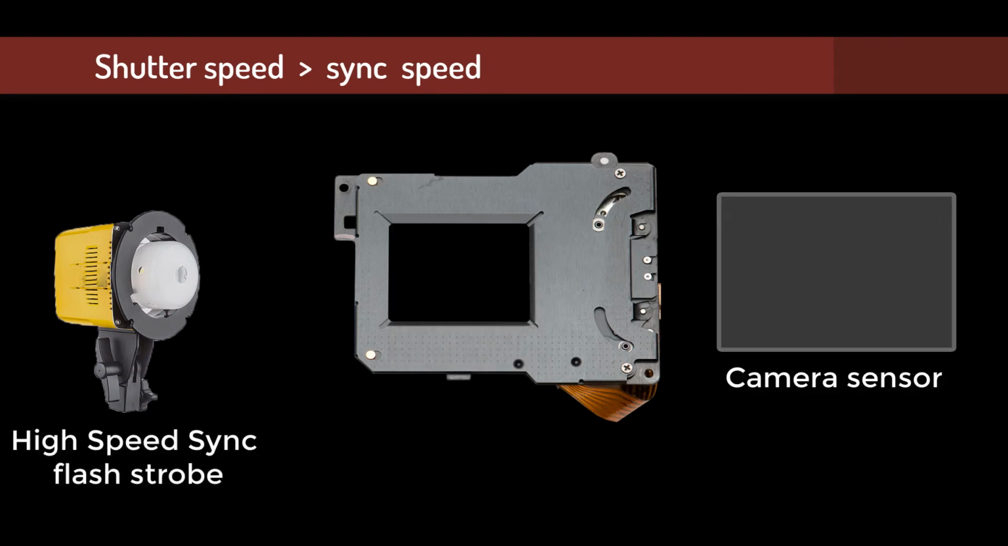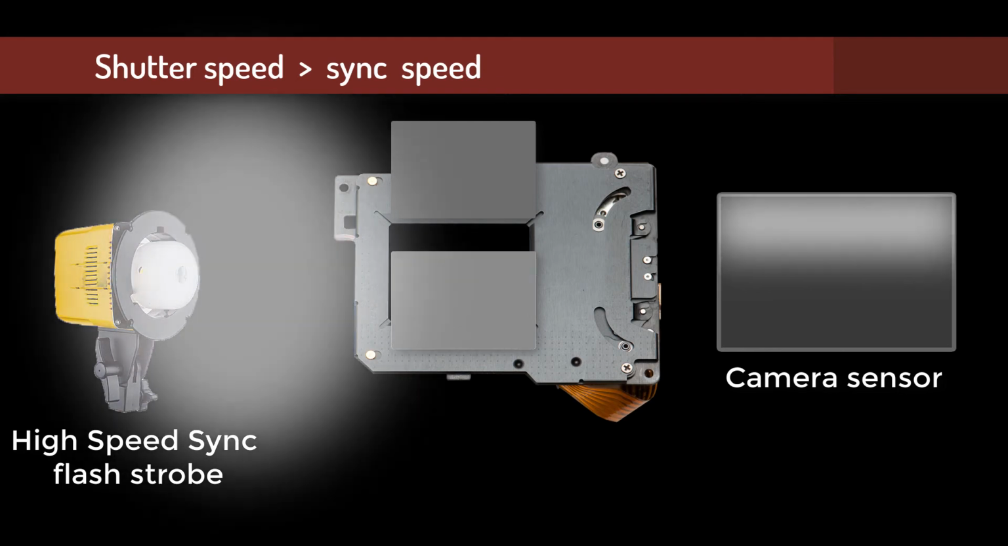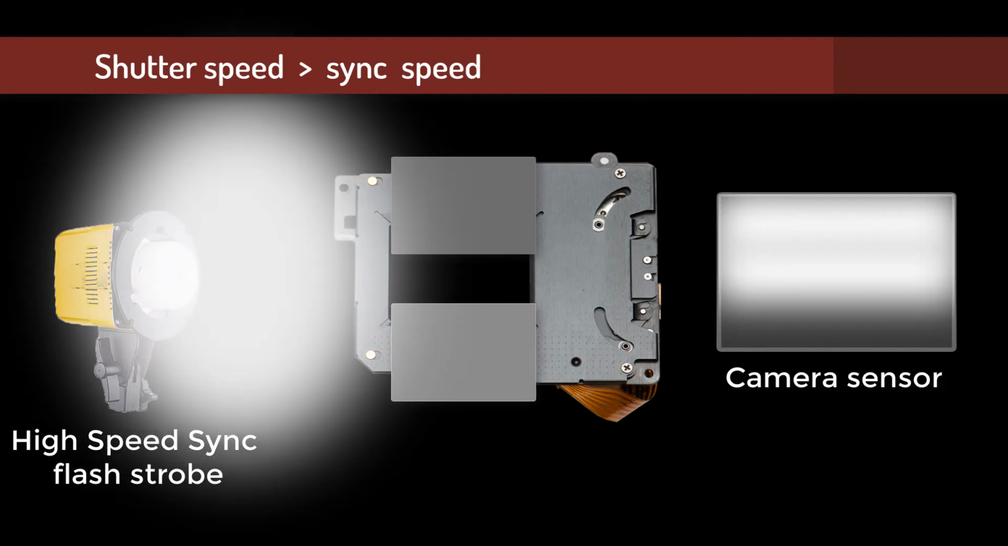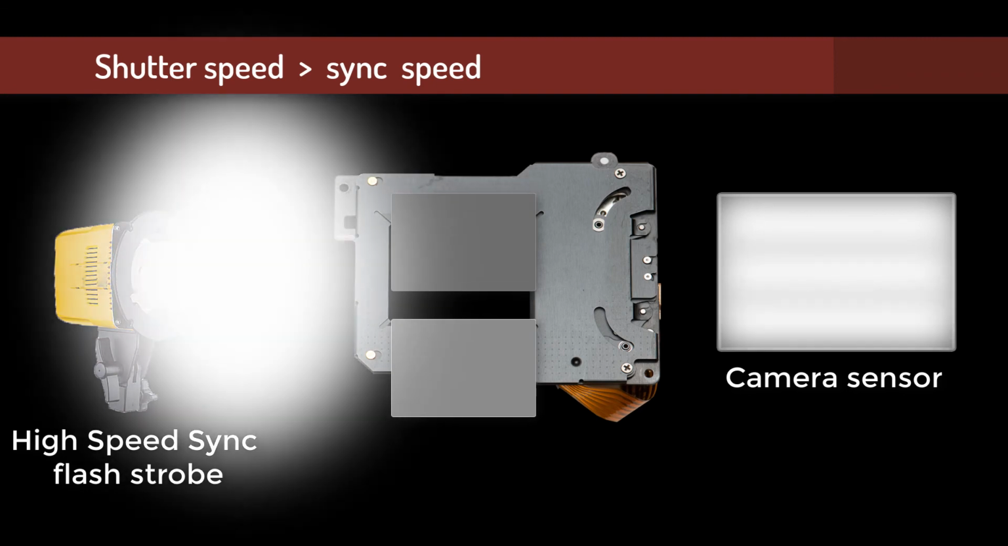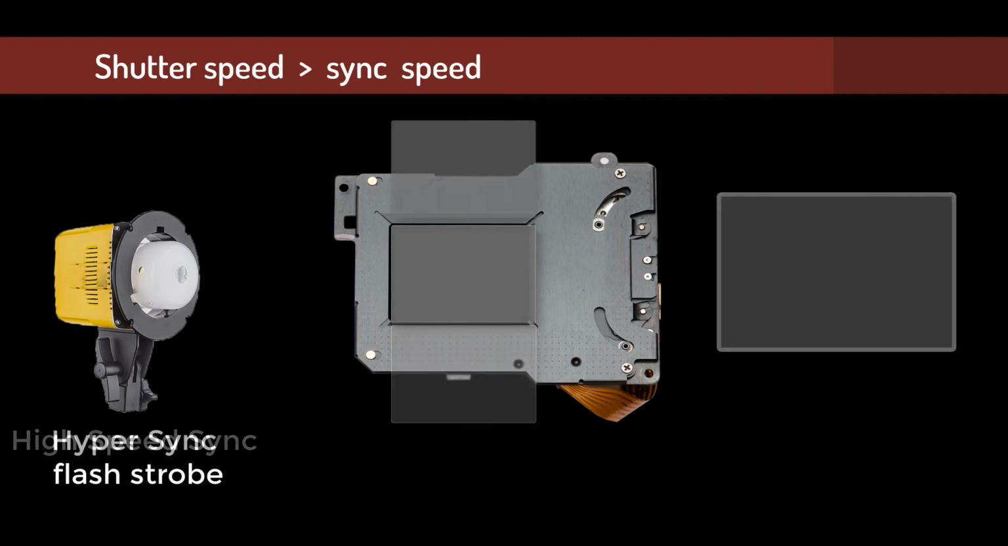Let's see how a high-speed sync capable flash strobe resolves this issue. From the moment just before the second curtain starts closing the shutter, a high-speed sync capable flash strobe will fire multiple short bursts of light till the moment the first curtain opens the shutter fully. The multiple bursts of light illuminate different parts of the sensor, eventually illuminating the whole sensor.